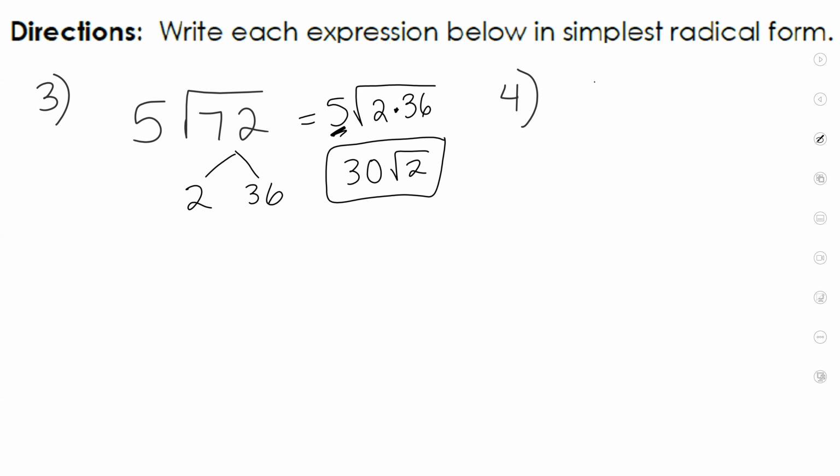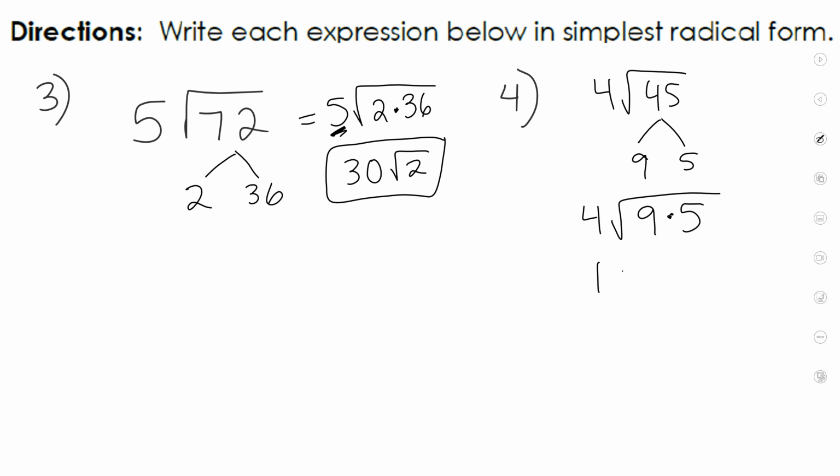All right. Next one, number 4 is 4 square root of 45. So let's break down 45. Two numbers that'll multiply to give me 45. Good, 9 times 5. So let's rewrite this: 4 square root of 9 times 5. And what's the square root of 9? 3. That means 4 times 3 will give you 12 on the outside. And you still have square root of 5. All right, next problem.